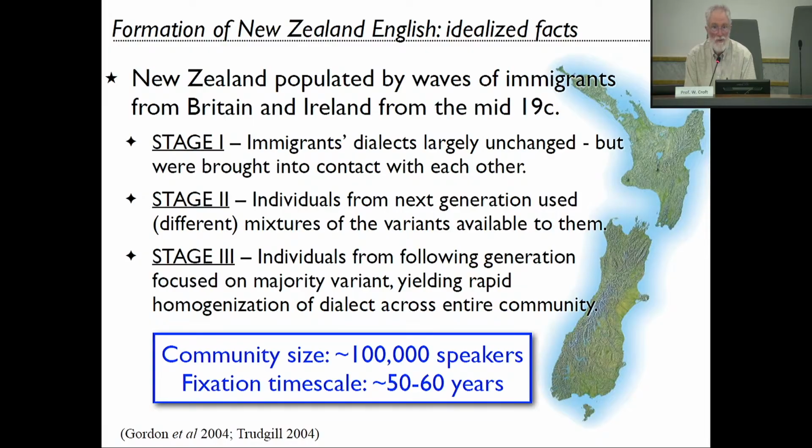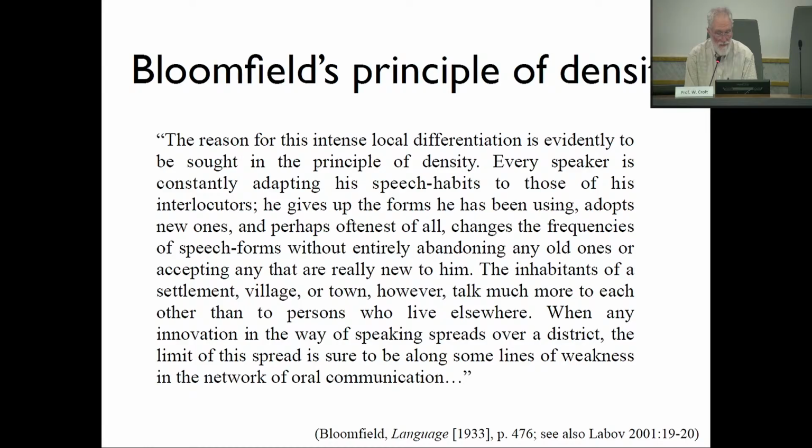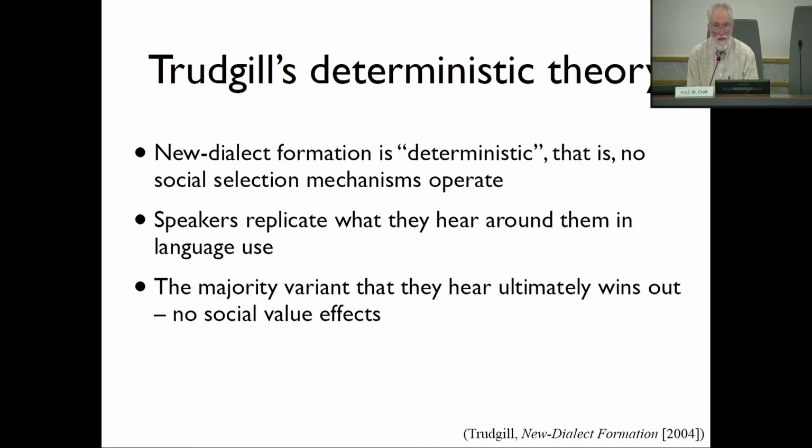Trudgill's is a separate book he wrote advocating a particular theory of how this happened, and that's what we're going to look at here. He focused on Bloomfield's principle of density. For time, I won't read this quote in detail, but it's basically the social network phenomenon of how you speak depends on who you talk to, without any kind of social valuation. So Trudgill called this determinism. That is, there's no social selection mechanisms operating.